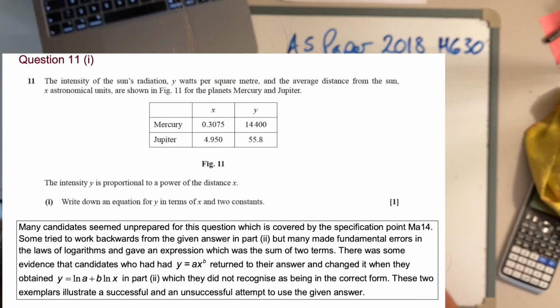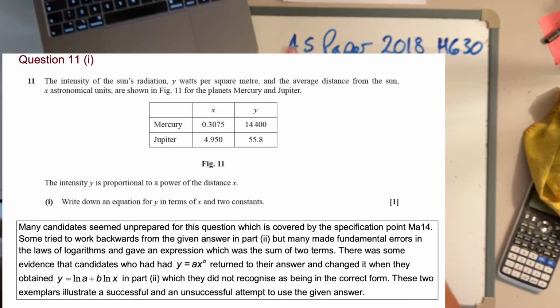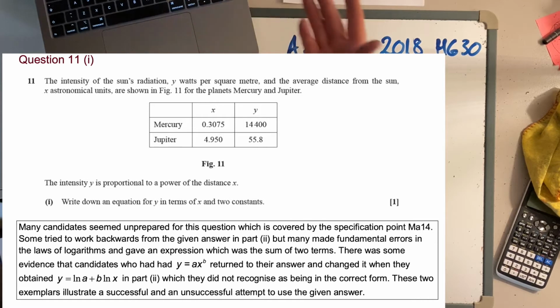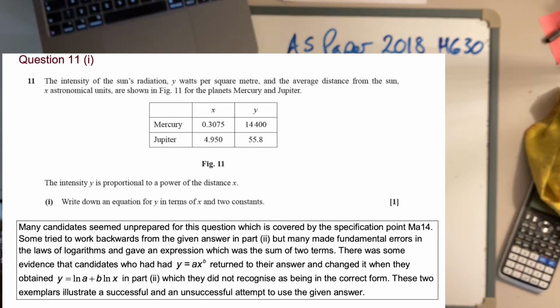Let's just get my head around what it's all about. X is the astronomical units, the distance, and Y is the amount of radiation. So Mercury is closer to Jupiter, and I can also see that it has stronger radiation because it's closer. It's kind of obvious, isn't it, really? It says the intensity of Y is proportional to the power of the distance x. Write down the equation of Y in terms of x and the two constants.